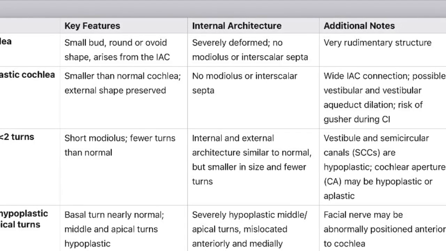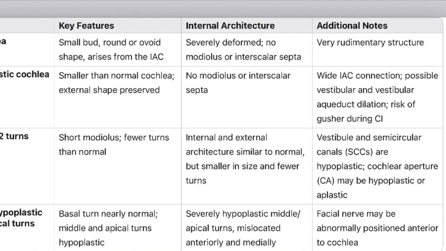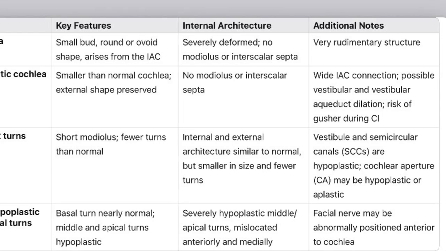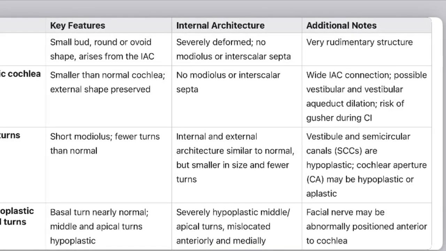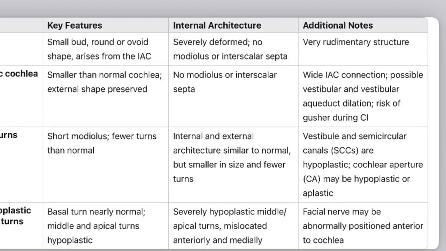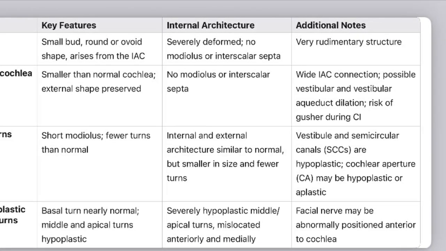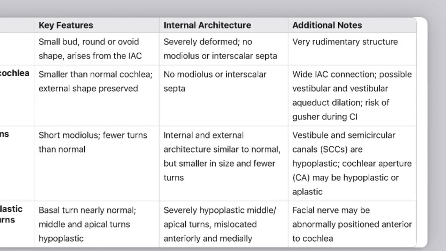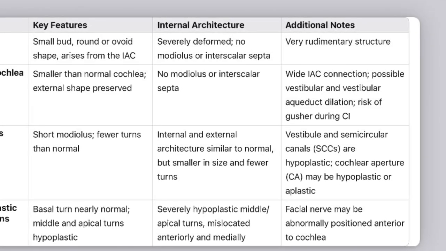Type 4 is the cochlea with hypoplastic middle or apical turns. The cochlea has a basal turn which is nearly normal, and the middle and apical turns are severely hypoplastic and located anteriorly and medially rather than in their normal central position. The labyrinthine segment of the facial nerve may be located anterior to the cochlea rather than in its usual location.